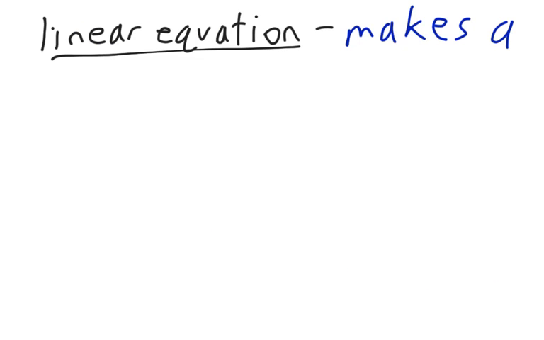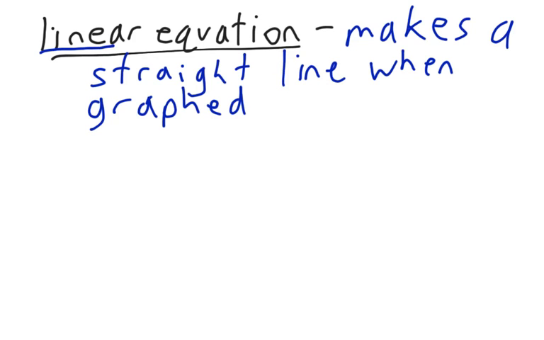Linear equations. What do you think linear equations are? They make a what? Look at the root word. Line. So it makes a straight line when it's graphed. And that's what a linear equation is. A straight line when graphed. So linear equations make straight lines.